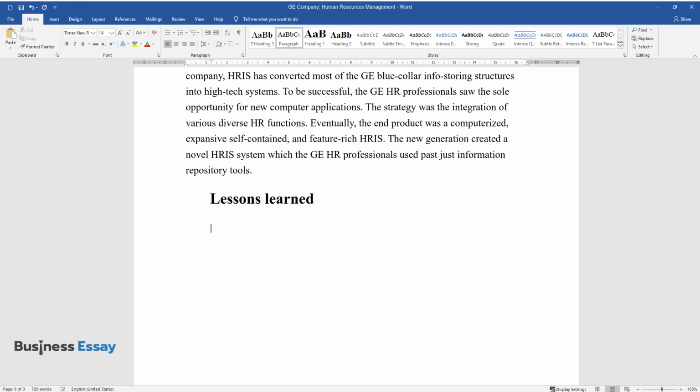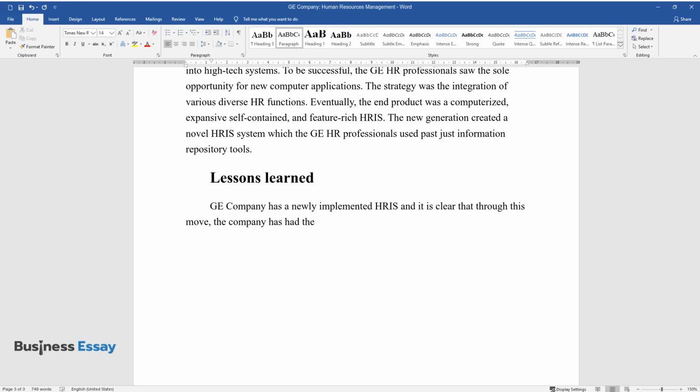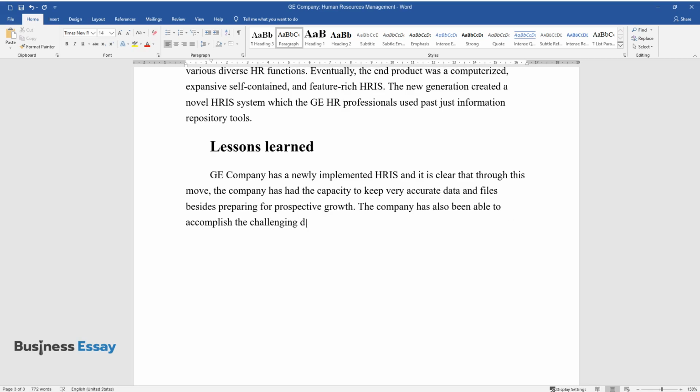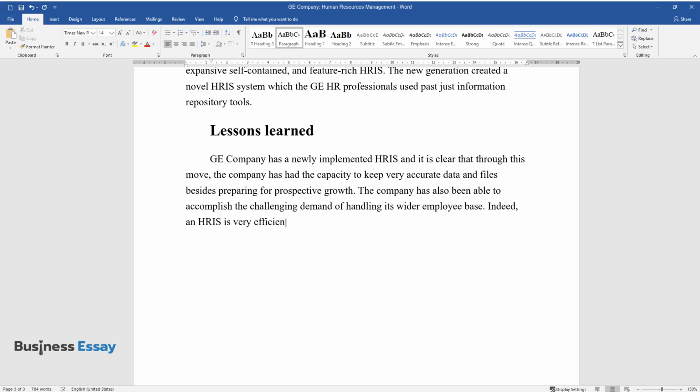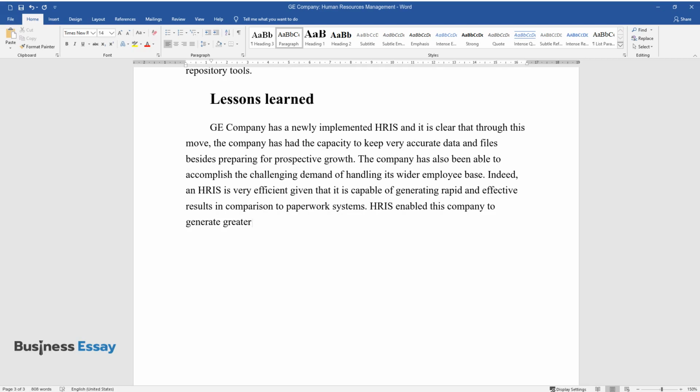Lessons learned. GE Company has a newly implemented HRIS, and it is clear that through this move, the company has had the capacity to keep very accurate data and files besides preparing for prospective growth. The company has also been able to accomplish the challenging demand of handling its wider employee base. Indeed, an HRIS is very efficient given that it is capable of generating rapid and effective results in comparison to paperwork systems. HRIS enabled this company to generate greater returns while saving it from incurring a significant amount of posting and printing costs.